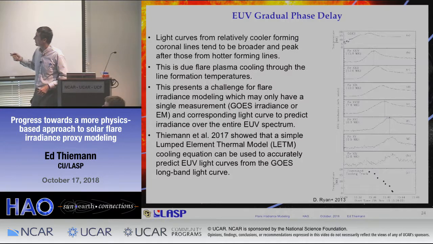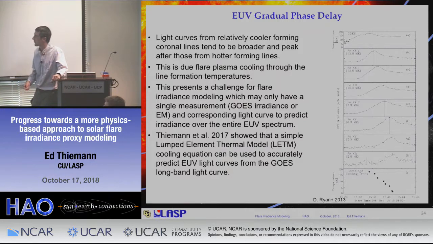Here at the top is the GOES flare temperature, and then we're looking at successively cooler lines, light curves from successively cooler lines as we go down the figure. And you can see that as the plasma cools, the corresponding light curves are going to peak at a later time and be somewhat broader. And the simple fact is that typically when we're looking at flare light curves in the EUV, that plasma is largely in a cooling phase, and so it's simply just cooling through the bands, through the formation temperatures that particular lines are sensitive to.